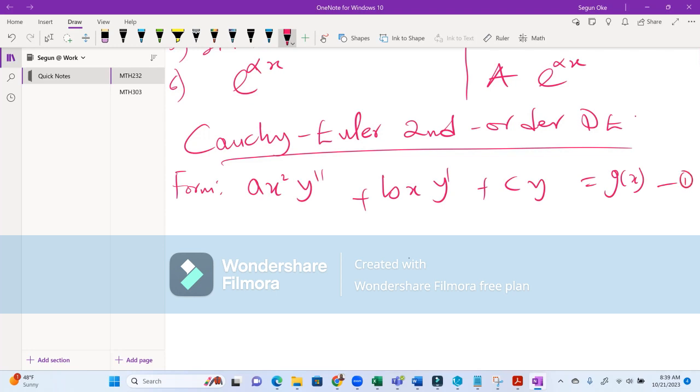Now, homogeneous means equals to 0. Non-homogeneous means our g of x is not equal to 0. Right. So let's say the homogeneous case.